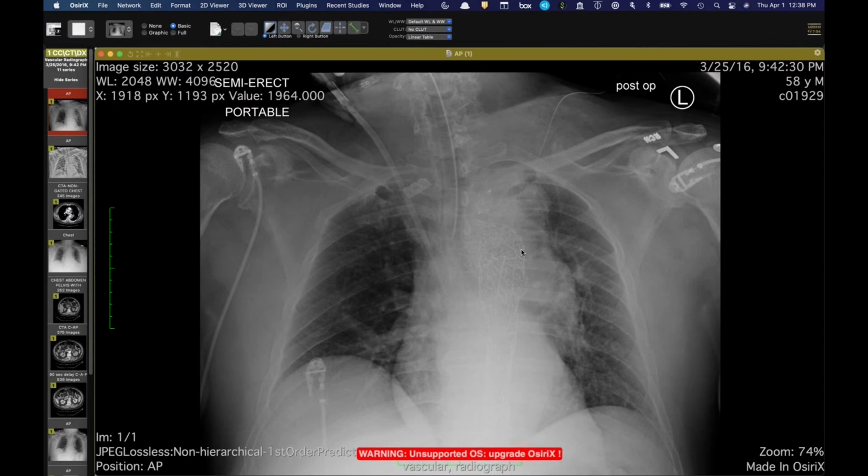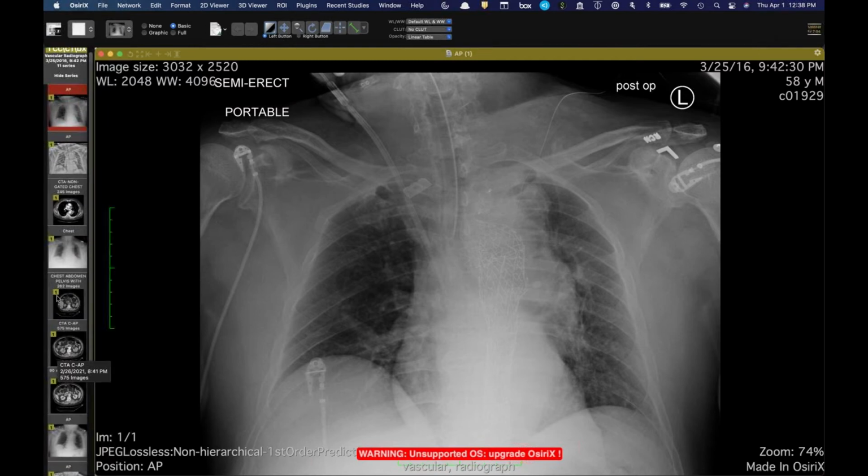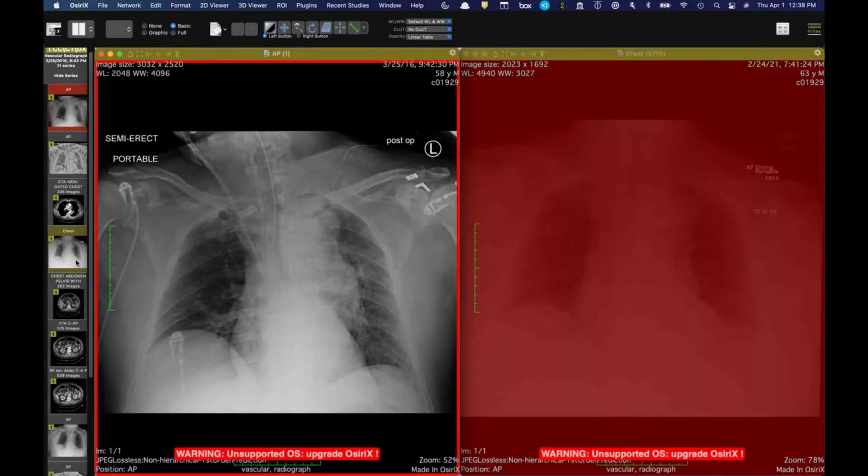This is a patient who had a type B dissection. They had an endovascular stent graft placed several years ago. They had a carotid to subclavian artery bypass, and you can see a plug occluding the left subclavian. And we'll start with the radiograph here.